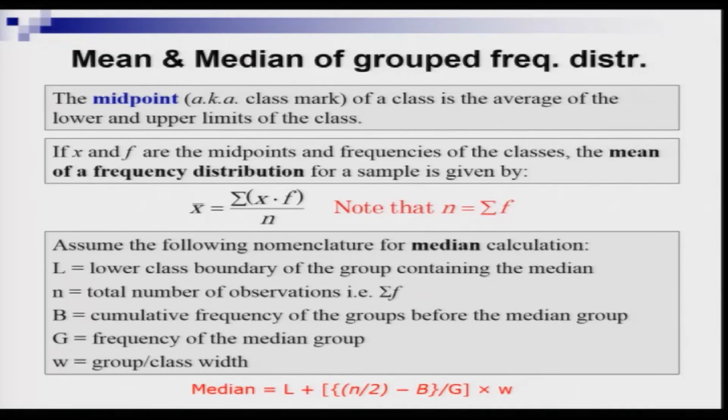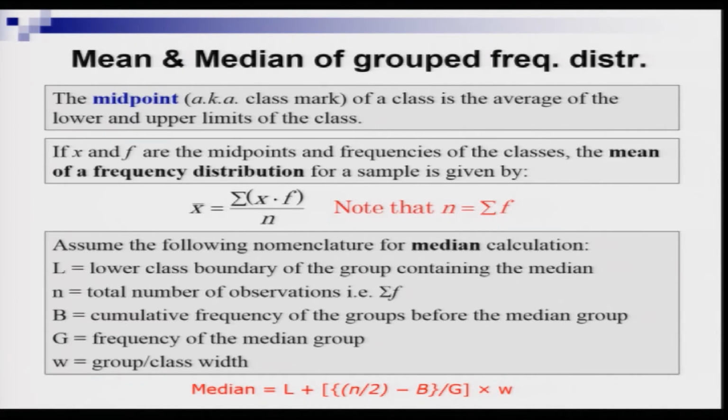Now, let us have a look how these measures behave when we are dealing with grouped frequency distribution. It implies that we are looking at the class intervals and frequencies against these class intervals. So, when we are dealing with class intervals, we have to compute the midpoint, also known as the class mark of a class, and that is basically the average of the lower and upper limits of the class. That is the first step. So, once you have got these midpoints, let us denote them by small x and f is the corresponding frequency.